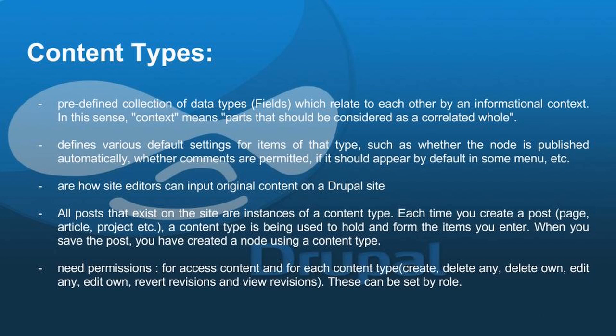A content type defines various default settings for an item of that type, such as whether a node is published automatically, whether comments are permitted, whether it should appear by default in some menu, the author name, etc. Content types are how site editors can input content on a Drupal site. All posts that exist on a site are instances of a content type. Each time you create a post, a page, an article, a project, etc., a content type is being used to hold the items you enter. When you save the post, you have created a node using a content type.